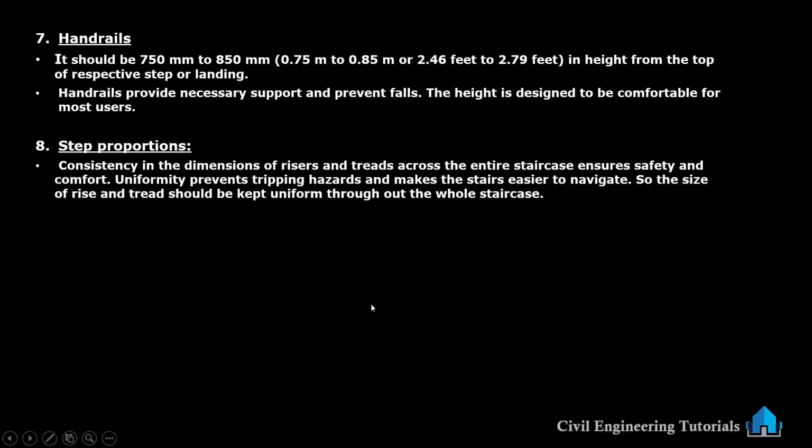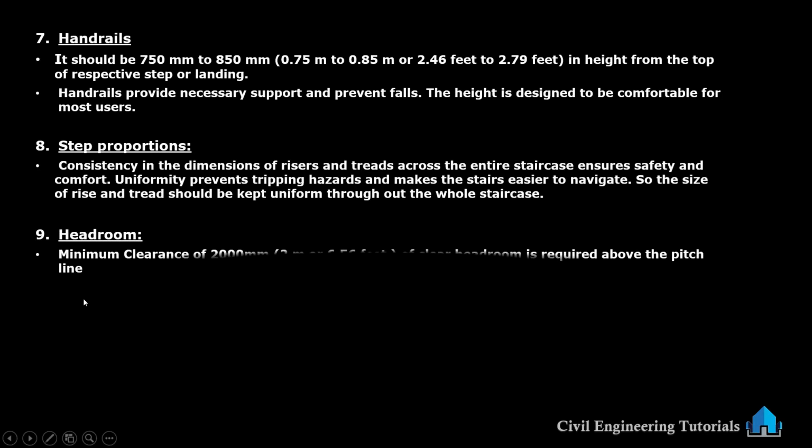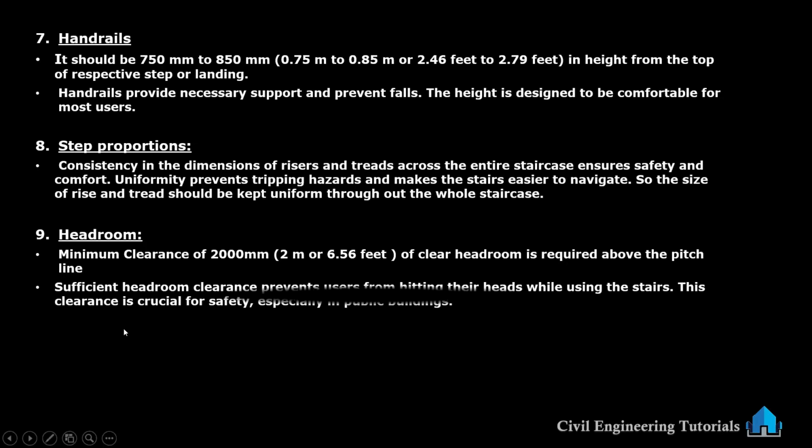Next, headroom. A minimum clearance of 2000 millimeter or 2 meter or 6.56 feet of clear headroom is required above the pitch line. Sufficient headroom clearance prevents users from hitting their heads while using the stairs. This clearance is crucial for safety, especially in public buildings.